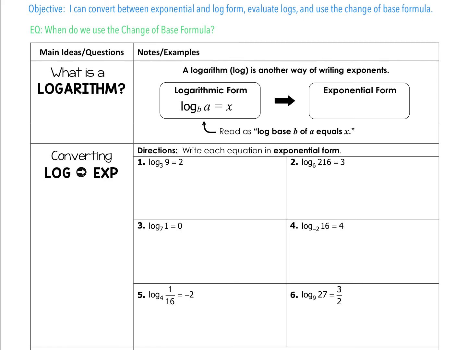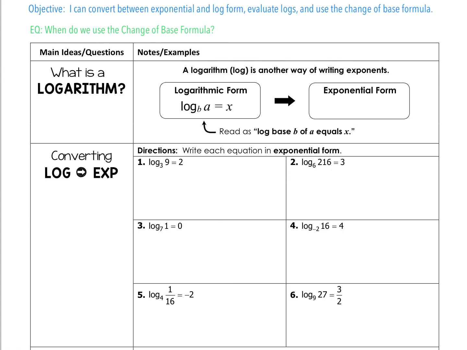All right, so our goal for this lesson is to be able to convert between exponential and log form, to be able to evaluate logs, and to use the change of base formula. So as we're working through this lesson, make sure you're thinking about when do we use the change of base formula. So first of all, let's start out with what is a log?